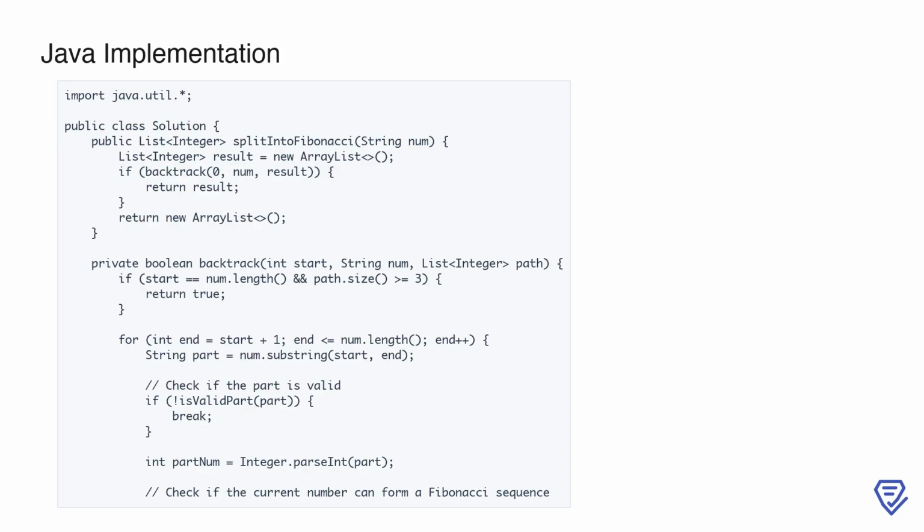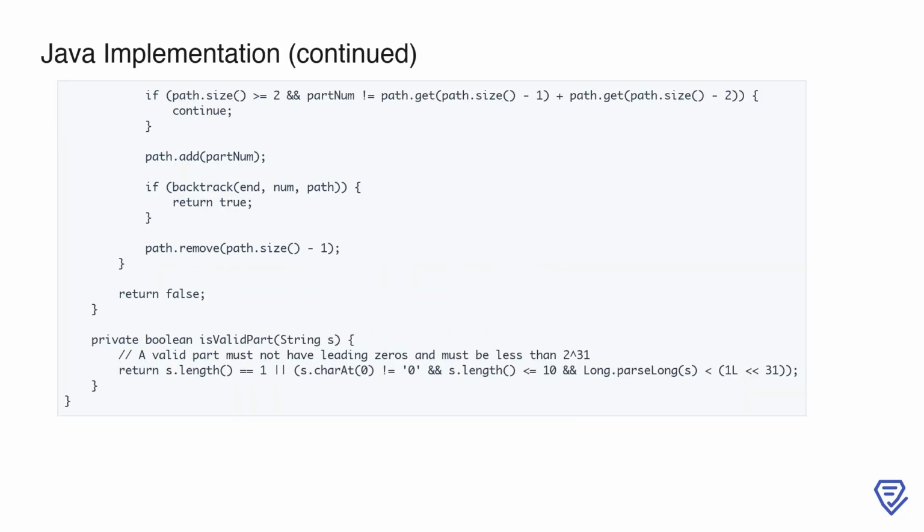Now, looking at the backtrack method, we see that it first checks if we've processed the entire string and if the sequence has at least 3 numbers. If so, it returns true, indicating that a valid sequence has been found. Next, we enter a loop to explore potential substrings of number, starting from the current start index and extending to every possible end position. Within the loop, we extract the substring part and check if it's valid using the isValidPart method.